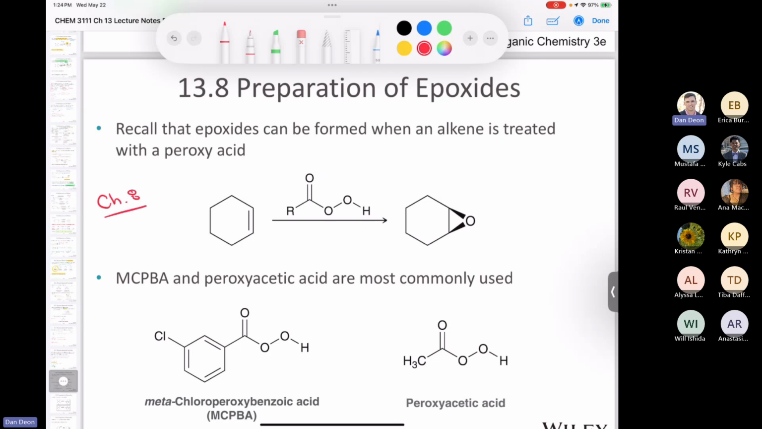So this compound here, this is a peroxy acid, and this is what MCPBA is. And you can see the structure of MCPBA down here. It's a peroxy acid, and peroxyacetic acid is another peroxy acid. But again, what I was trying to get at is that in chapter 8, we talked about the formation of an epoxide, and we know that the epoxide is going to have both bonds to the oxygen on the same face of the molecule. They're going to be cis to each other like that. If they were trans, you couldn't form it.